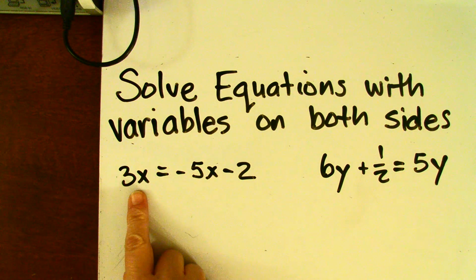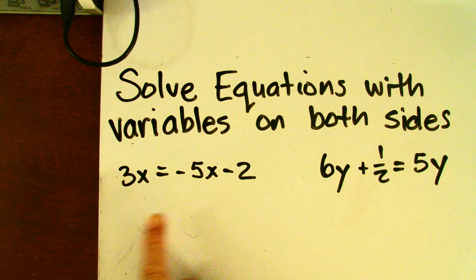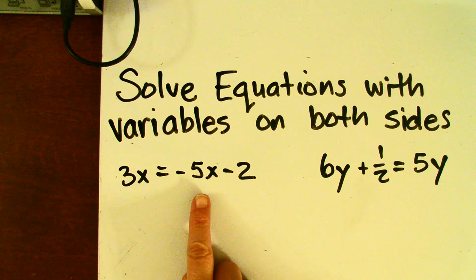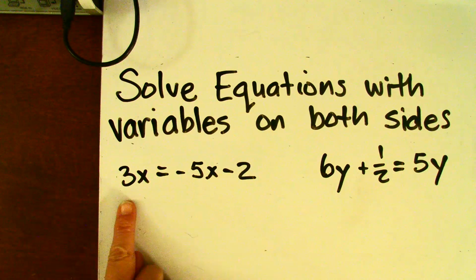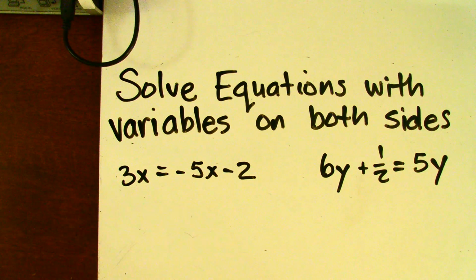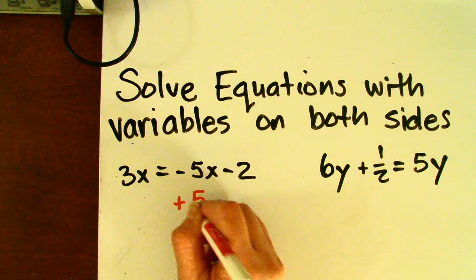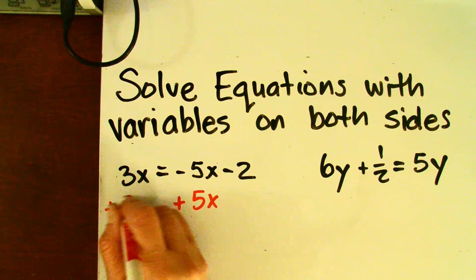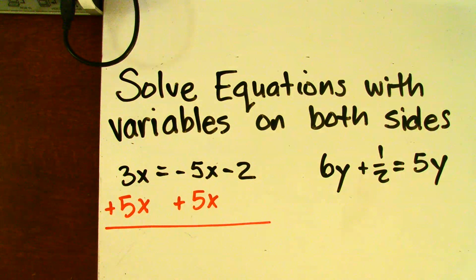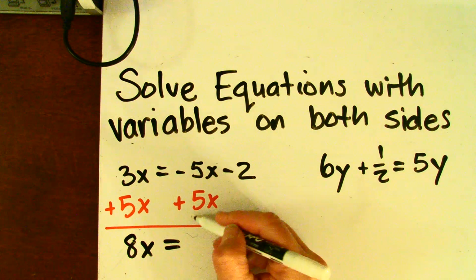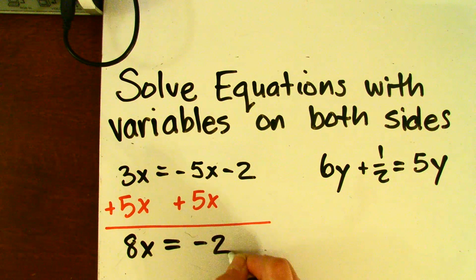If I move the 3x from the left to the right, I'll have nothing on this left-hand side. So instead, I'm going to combine this negative 5x to this 3x. To do that, I'm going to add 5x to both sides. When I add these together, I get 8x equals, this is going to cancel, negative 2.